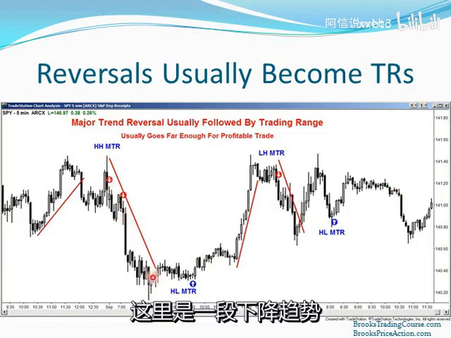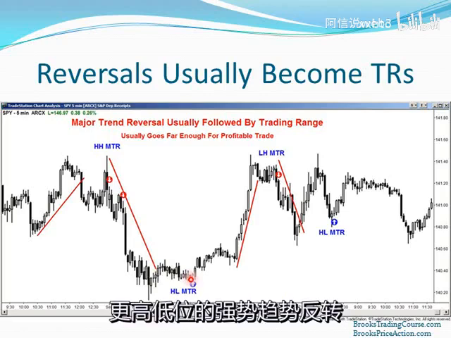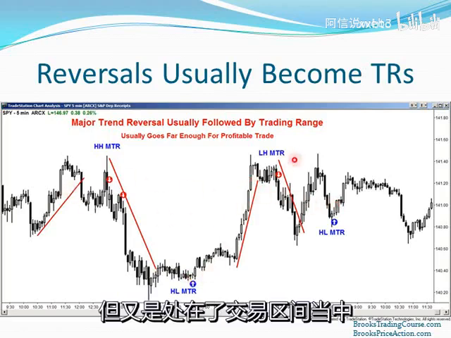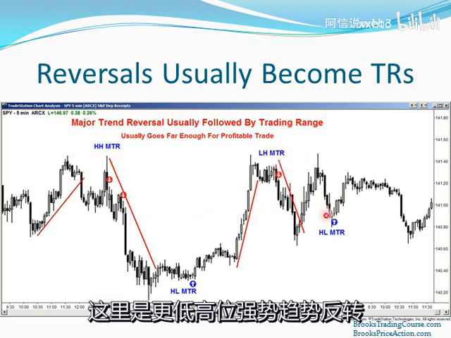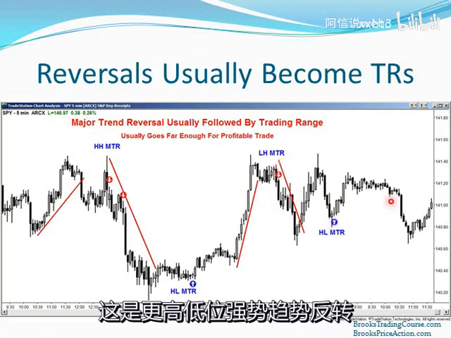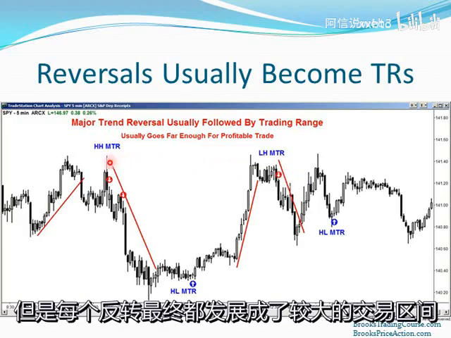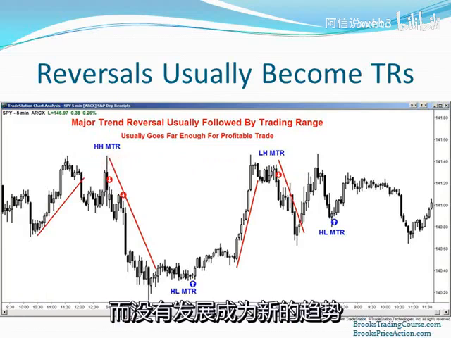Here we have a bear trend, a trend line break, a higher low major trend reversal. The market goes up, but again within a trading range. And then a lower high major trend reversal and a higher low major trend reversal. All the reversals go far enough for a swing trade, but each reversal ended up in a large trading range rather than in a new sustained trend.